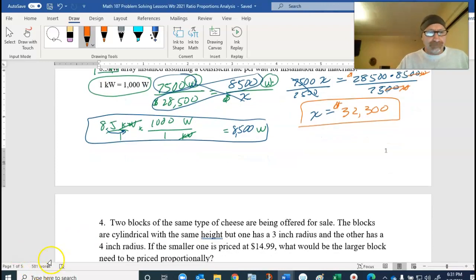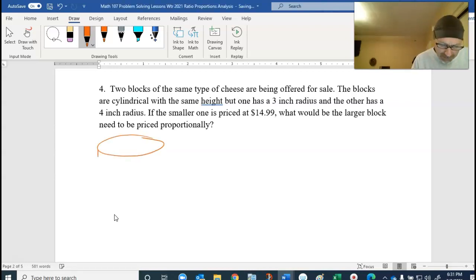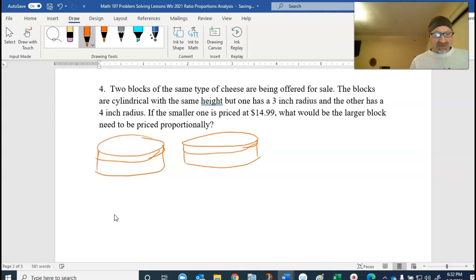Okay, so next, two blocks of the same type of cheese are being offered for sale. The blocks are cylindrical with the same height, but one has a 3-inch radius and the other has a 4-inch radius. So I'm just going to kind of draw those. I don't know what the height is. It doesn't matter because it said they're the same height, as long as those are the same. And it could be a lot deeper. If you wanted to draw them bigger, that's fine. But it said those are the same, so that won't make any difference in how much is in it.